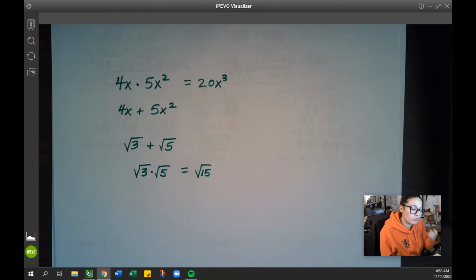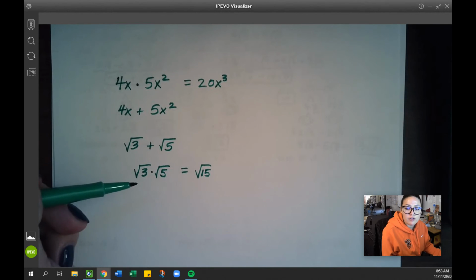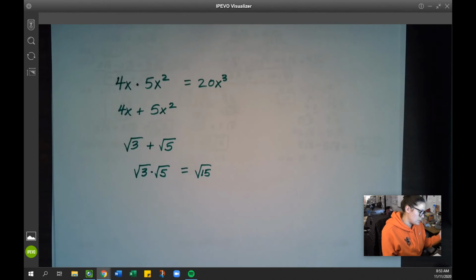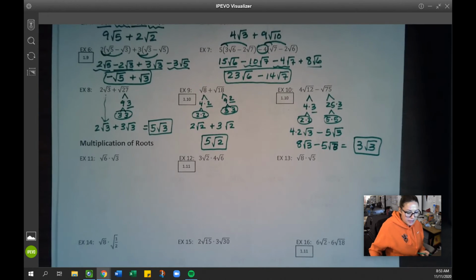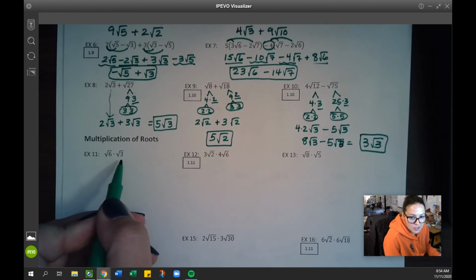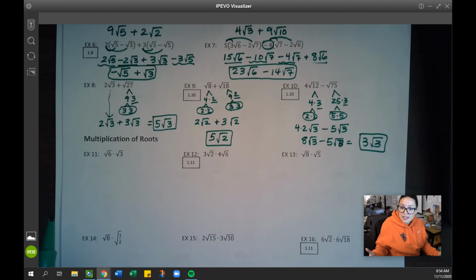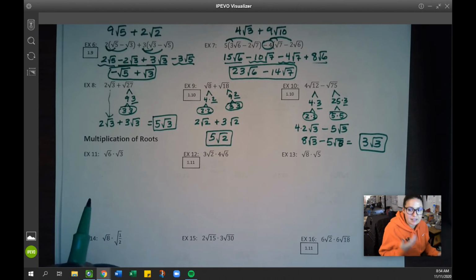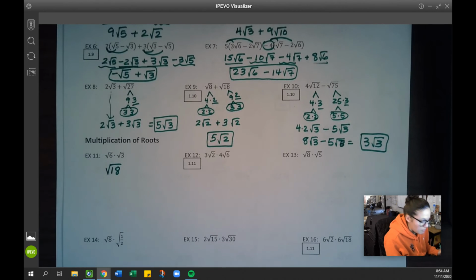Okay? So it's really important that you remember that the rules for adding and subtracting are different than the rules for multiplying, and then later on when we talk about dividing as well. So, keeping that in mind, let's take a look back at our examples here. So, just like I said, square root of 6 times the square root of 3. I would not be able to do the square root of 6 plus the square root of 3, but I can do the square root of 6 times the square root of 3. And that gives me the square root of 18.